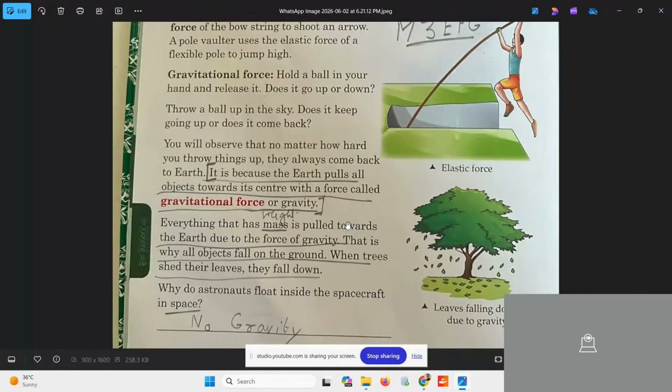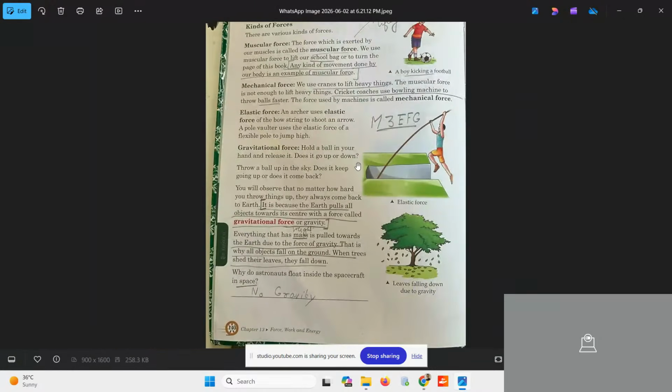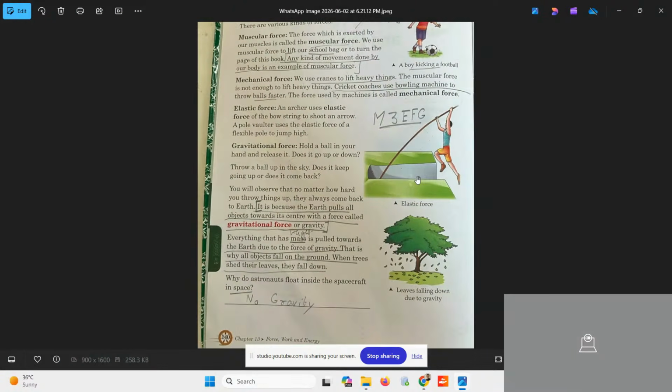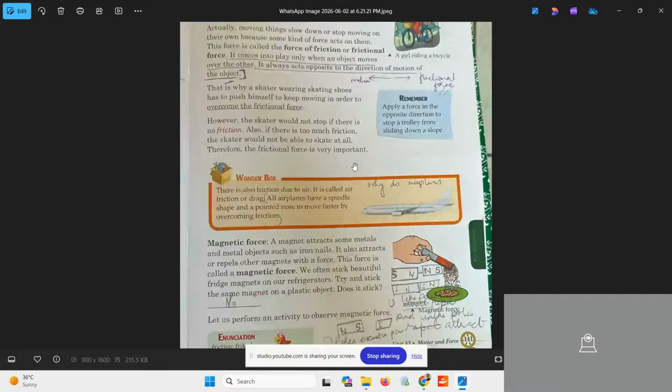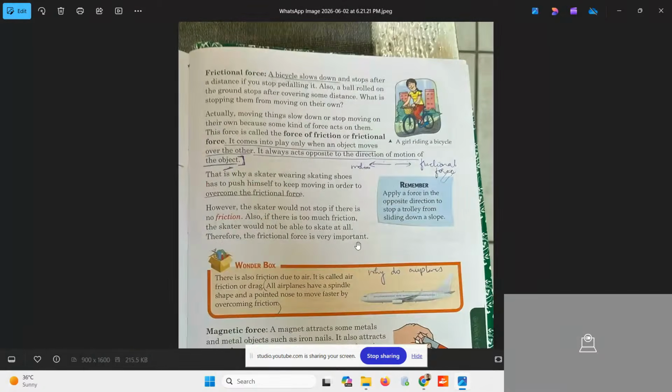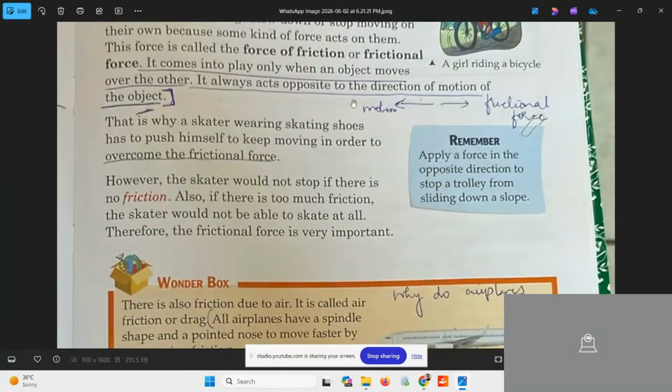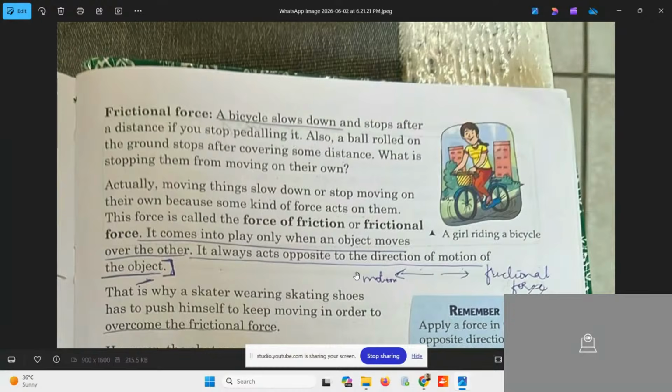So this is all about the forces we have learned. The technique to remember them is: muscular, mechanical, magnetic, elastic, frictional, and gravitational force. So let's go to the other two types of forces. This is important. I will tell you one thing: the frictional force and the magnetic force are the most important forces in your syllabus. You have to learn them very seriously, and most of the questions will be only on these. So try to understand what's happening.